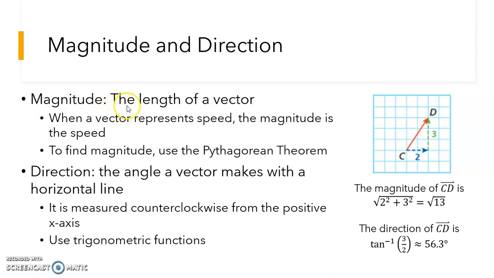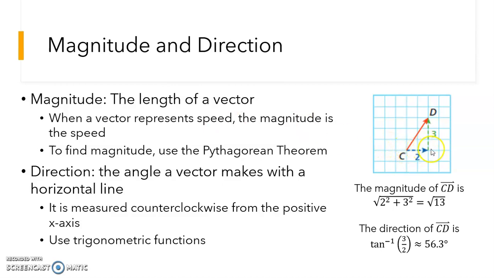Magnitude is actually the length of a vector, okay? And vectors often represent speed. So the magnitude of the vector is actually the speed of the object. And to find the magnitude, we're going to use the Pythagorean theorem.